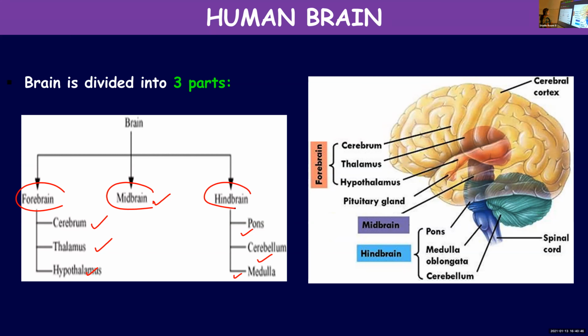And forebrain is divided into 3 parts: cerebrum, thalamus, hypothalamus. They make up the forebrain. Then there is midbrain. Then pons, medulla, and cerebellum make up hindbrain. Forebrain consists of cerebrum, thalamus, hypothalamus. Then midbrain and hindbrain, pons, cerebellum, and medulla.